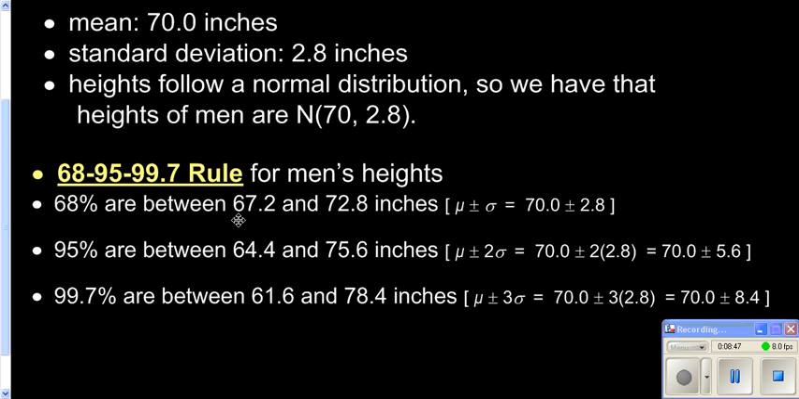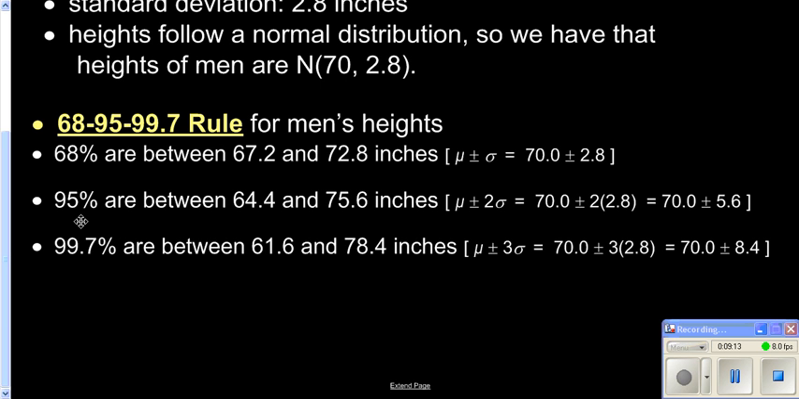from 67.2 to 72.8 inches tall. Where do these numbers come from? Well, 68% is one standard deviation on each side of your mean. So you take your mean and add one standard deviation, and that's where the 72.8 comes from, or your mean minus your one standard deviation, that's where the 67.2 comes from.